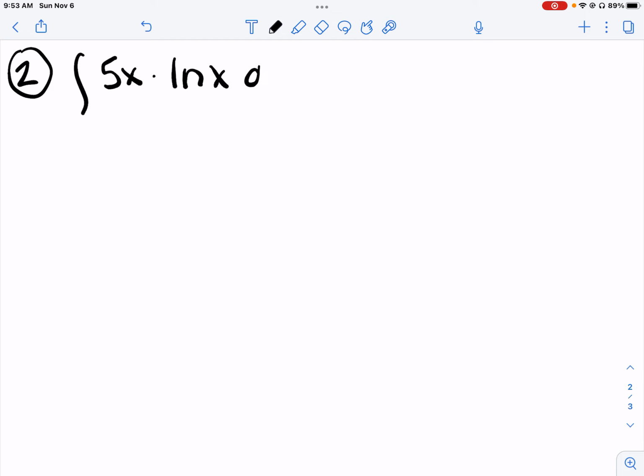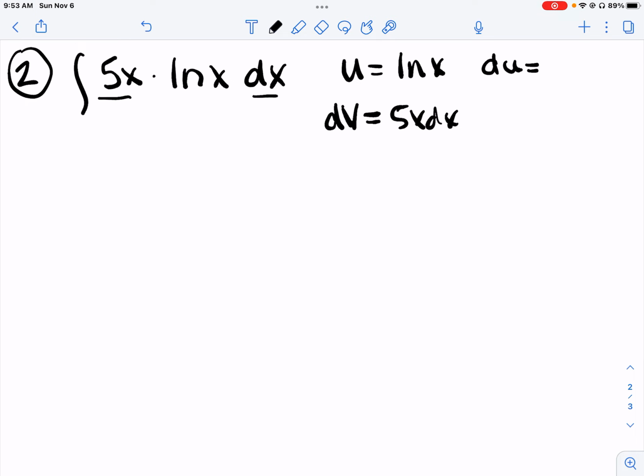Okay, this is going to be integration by parts also. Now, 5x would get easier if we took the derivative, but we can't integrate ln. So ln has to be u. And the 5x dx is dv. The derivative of ln of x is 1 over x. Integrate 5x to get v. v is 5x squared over 2.